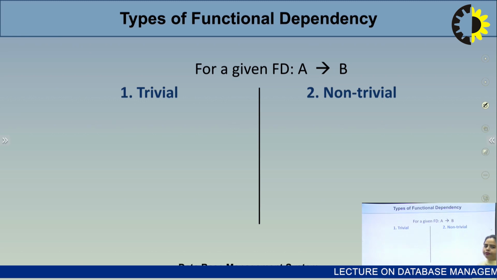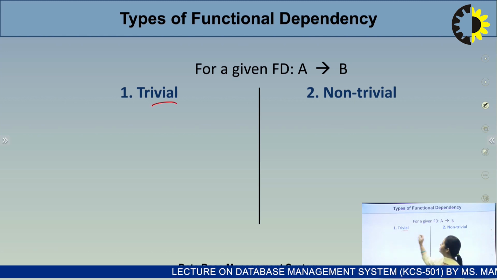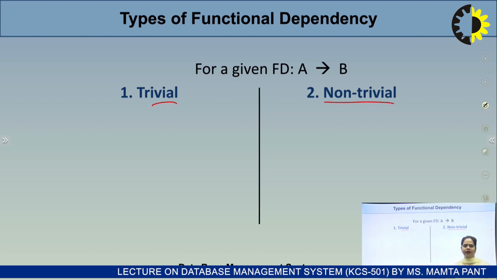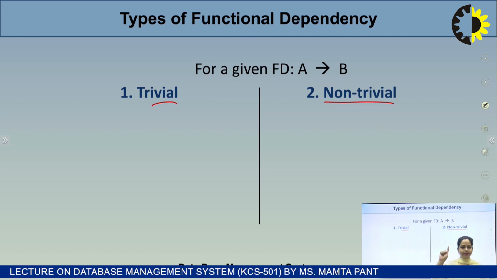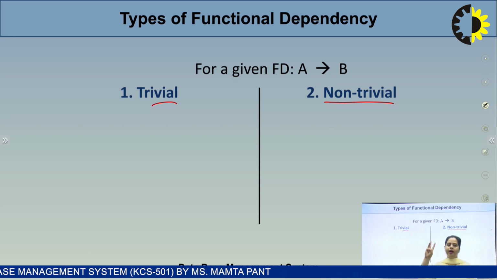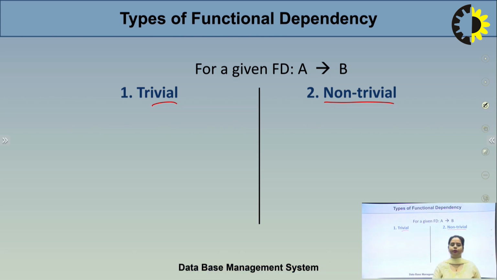Next, types of functional dependency. Functional dependency basically is of two types. First is trivial, another one is non-trivial. Let's have a practical example. Suppose I am telling you my name, my roll number and my address, and after getting this information, you are telling me my roll number. This is a functional dependency. I am telling you some information and you are also telling me some information. This is a valid dependency.